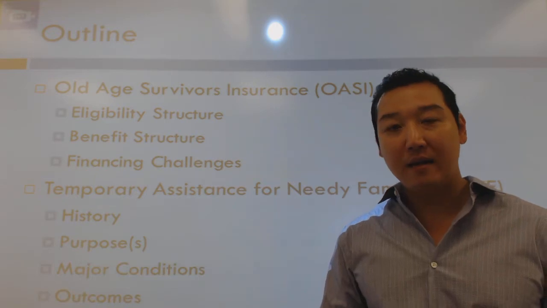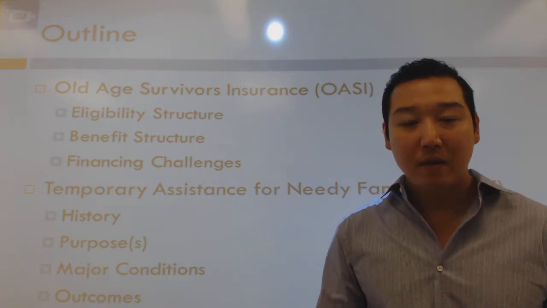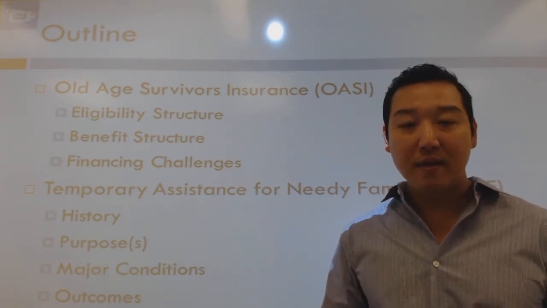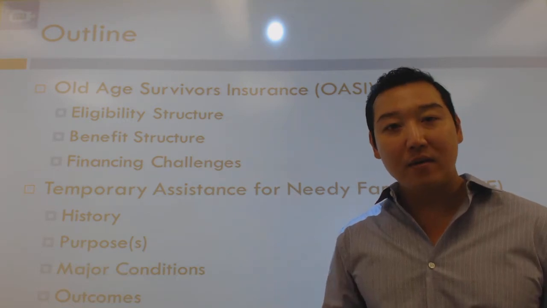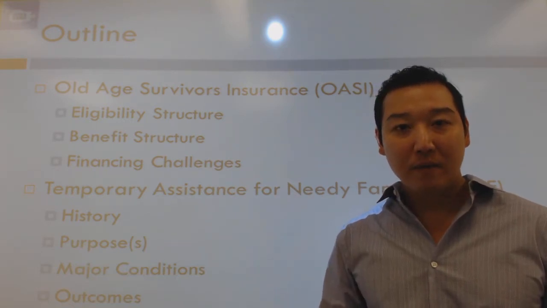And so we'll take a look at the basic eligibility structure. We'll take a look at how benefits are figured. And then in the last part of this discussion, we'll take a look at the financing challenge, which I think is probably the biggest policy issue in this area.